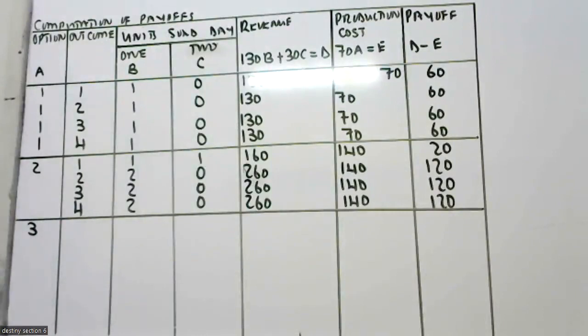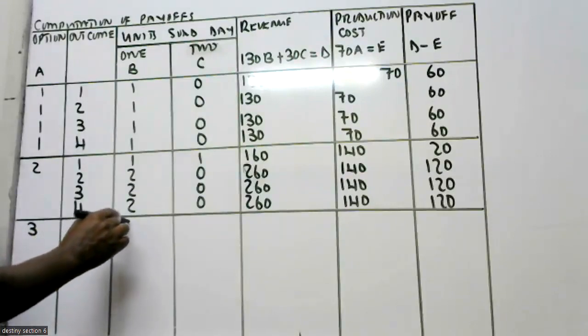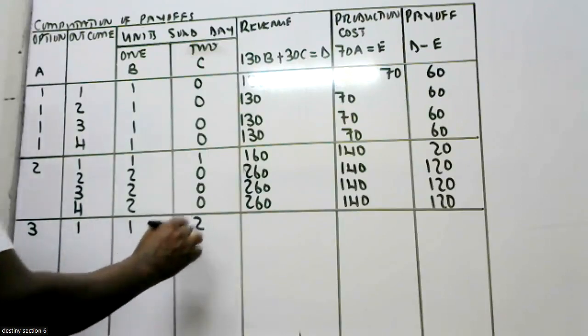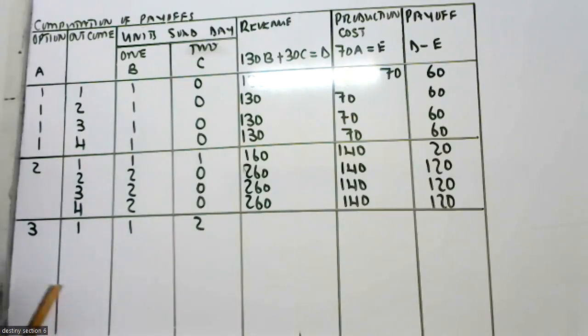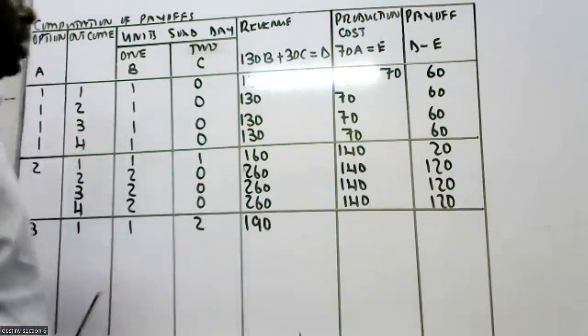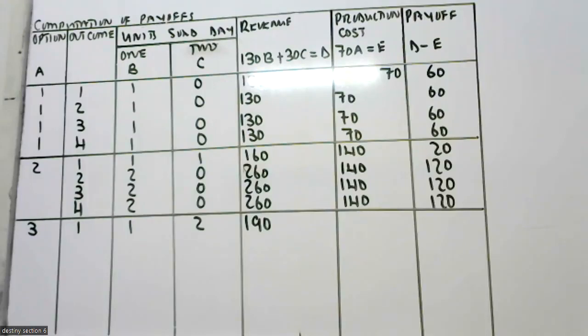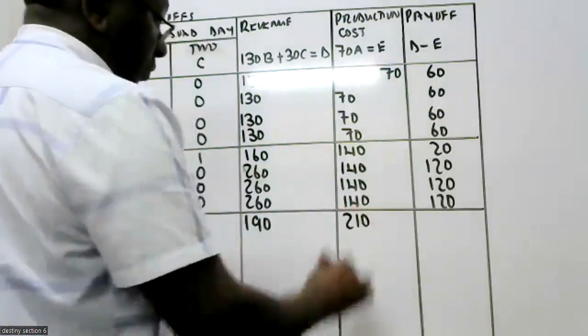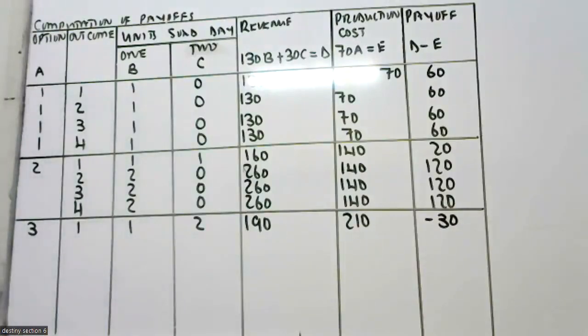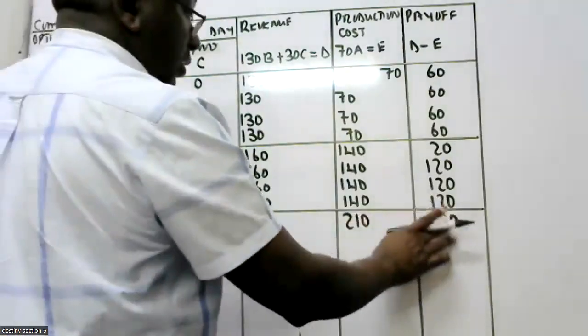Let's see what happens when you decide to produce three. When you decide to produce three and demand turns out to be one, then you are going to sell one on the first day. And how many on the second day? Two on the second day. So that will be 130 plus 60, that is 190. But your production cost is 3 times 70, that is 210. So that gives you a profit of minus 20. It's a loss.